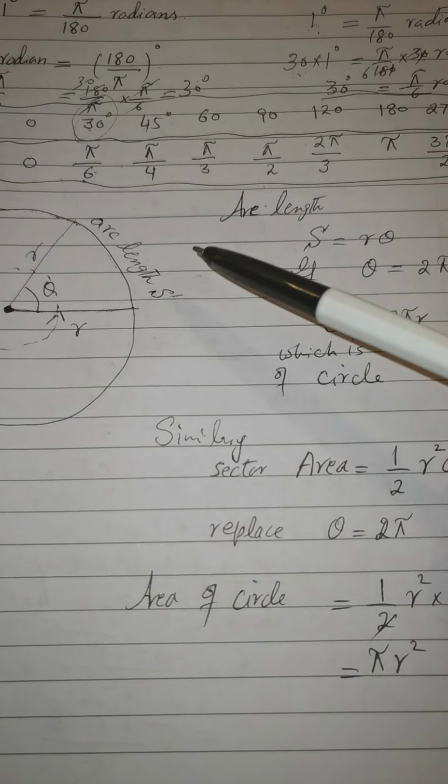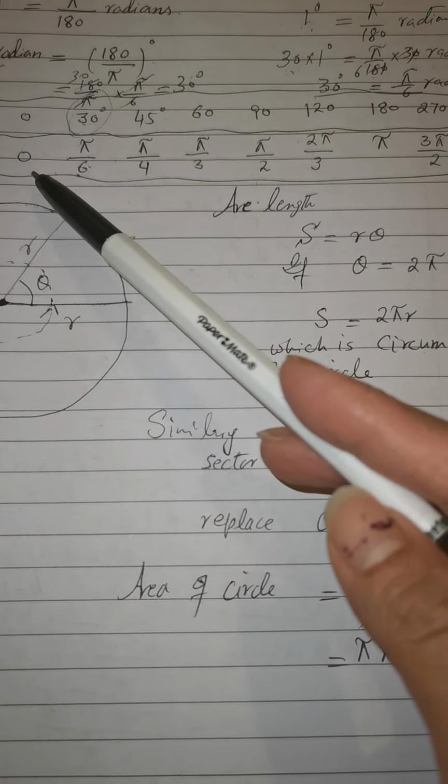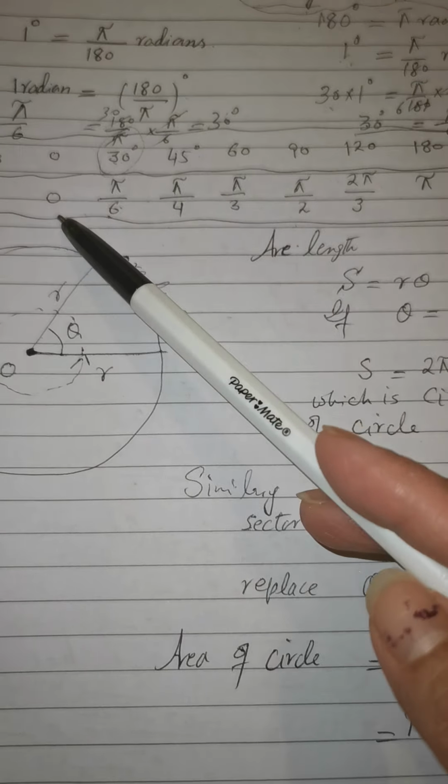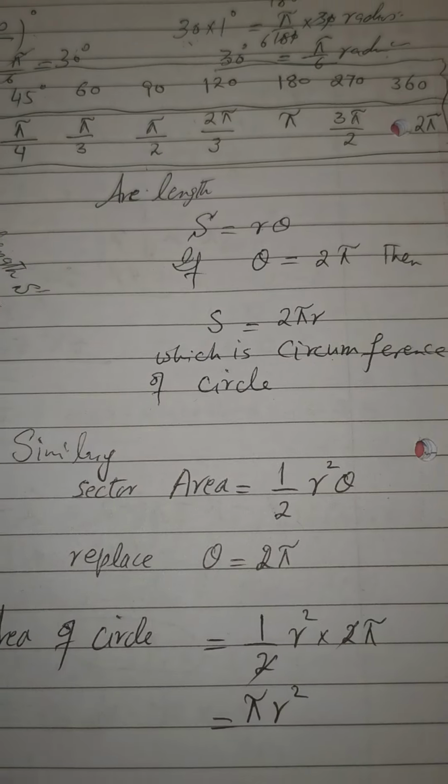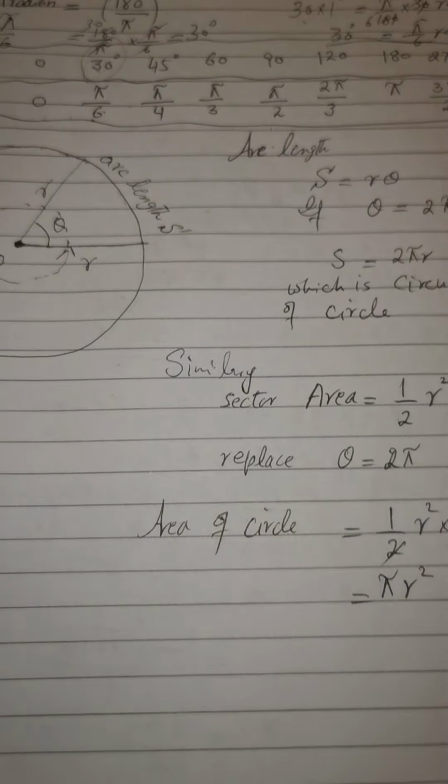So you have to keep in mind that 0 will represent the value of 0 radian, but 30 degree will be represented by pi by 6, 45 will be represented by pi by 4, 60 by pi by 3, 90 by pi by 2, and similarly the next table will come. Now all this is about the conversion.